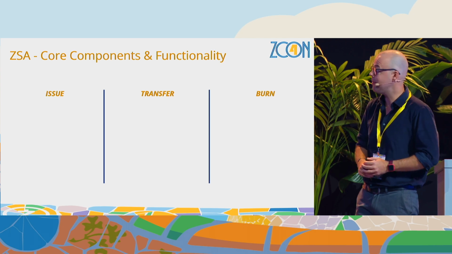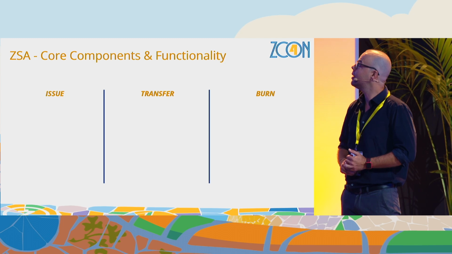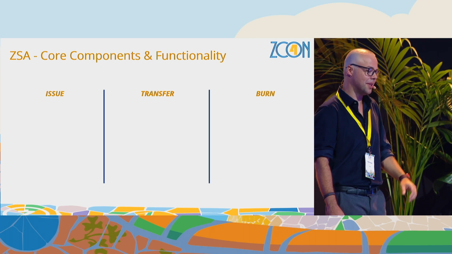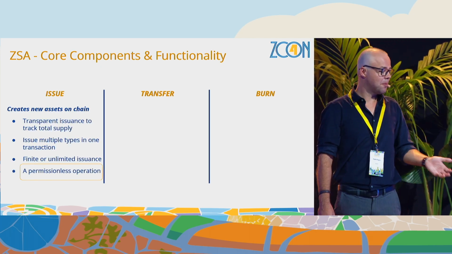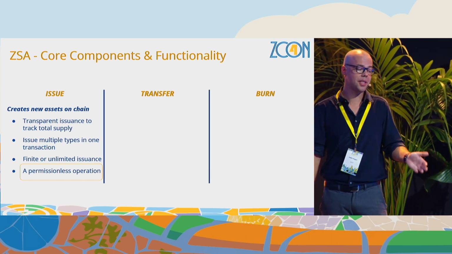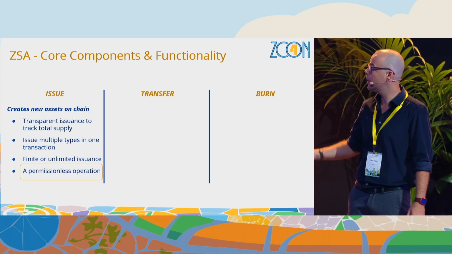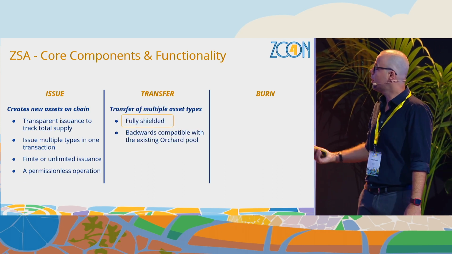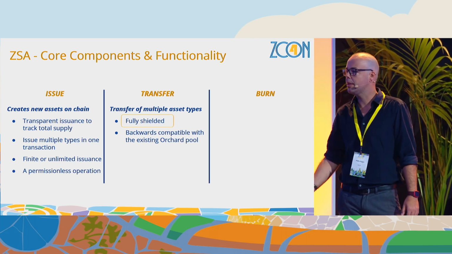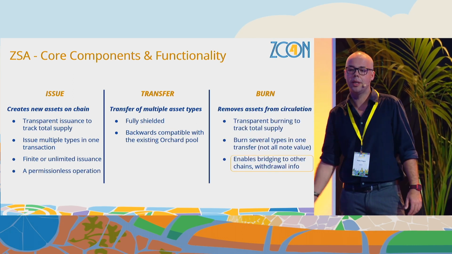Okay, so what is ZSA? It's pretty straightforward. It gives you the ability to issue assets, to transfer those assets, and finally, to burn them. There are many properties for the issuance. The important thing, it is permissionless, same as regular Zcash transfer. Anyone can come and issue assets. For transfer, we have fully shielded transfers, same as regular Zcash transactions. And for burn, we need the burn functionality to enable bridging.